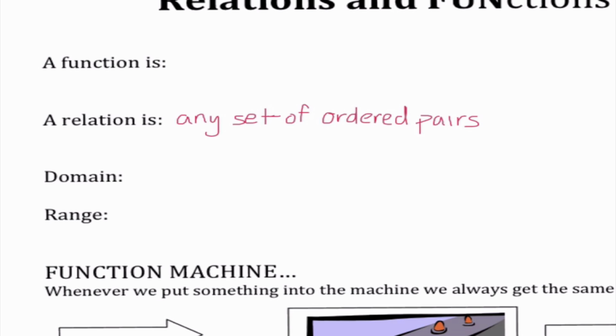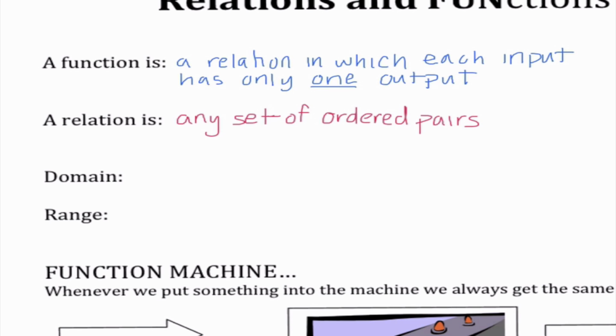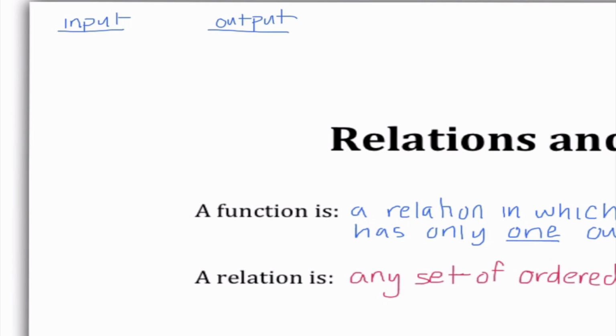A function is a specific type of relation in which each input has only one output. And that really is the key thing, that there is only one output. And before we start talking about all the math type stuff about this, we're going to actually see where we see some functions in real life.